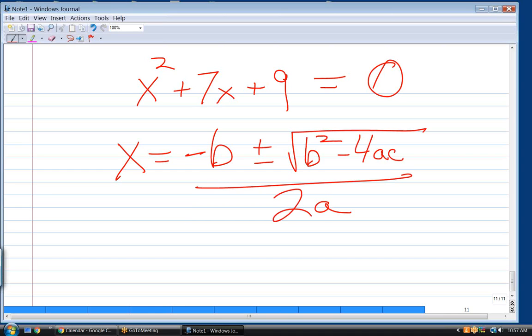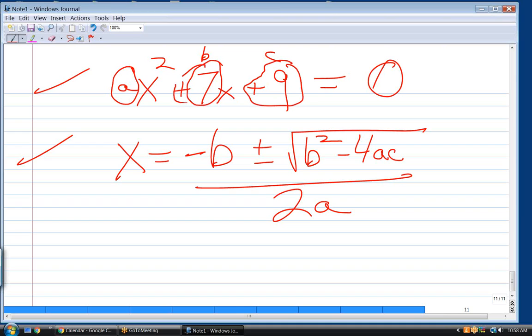Have you ever seen this? Yes. Okay. This is what you use to solve quadratics that cannot be factored in any other way. The a is the coefficient of that. That's a. The b is that. And the c is that. Actually, the b covers the sign also.